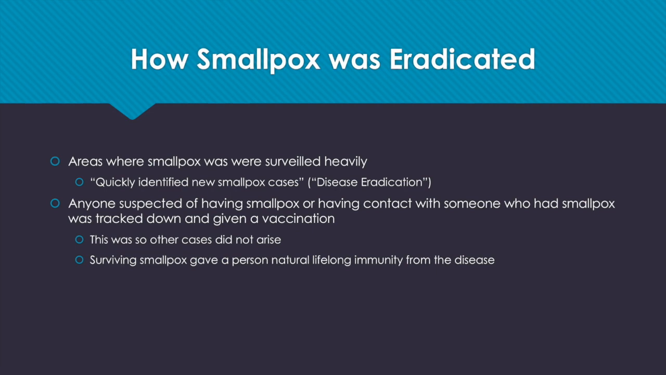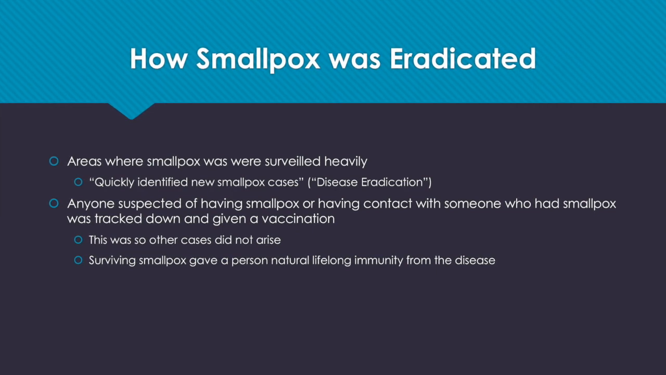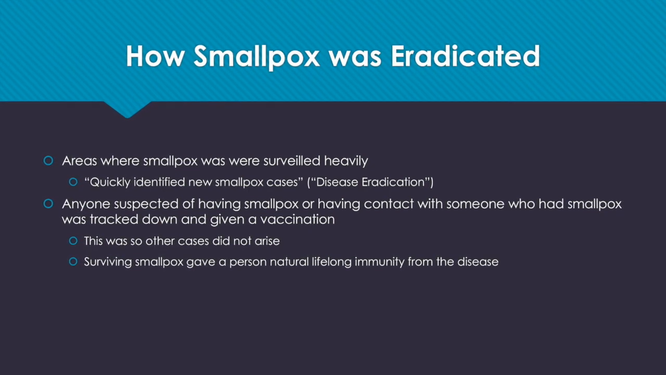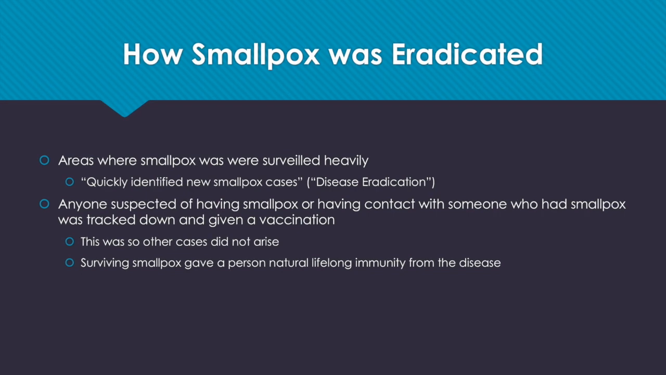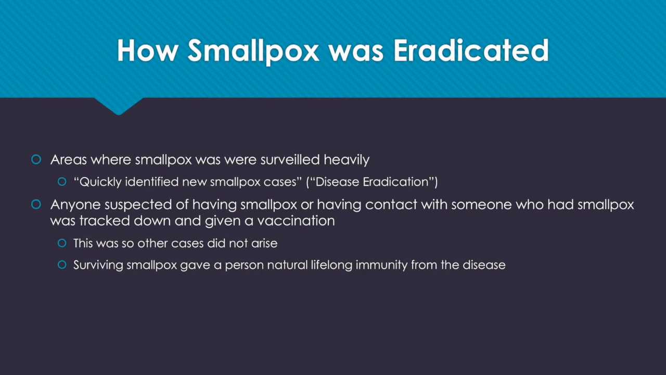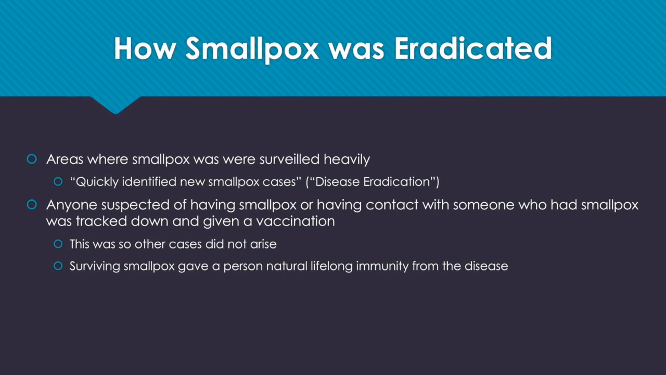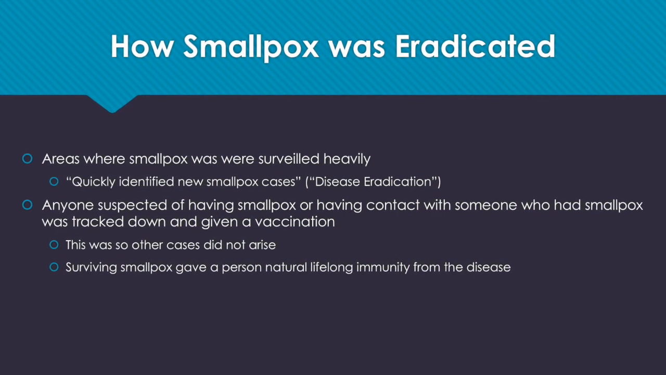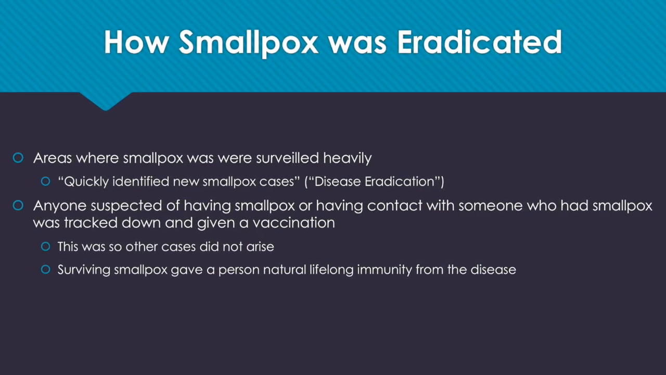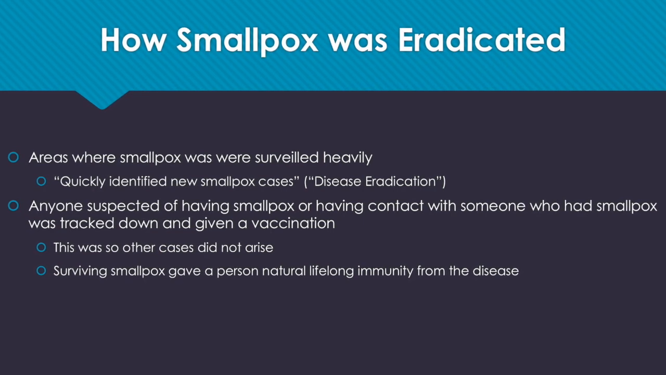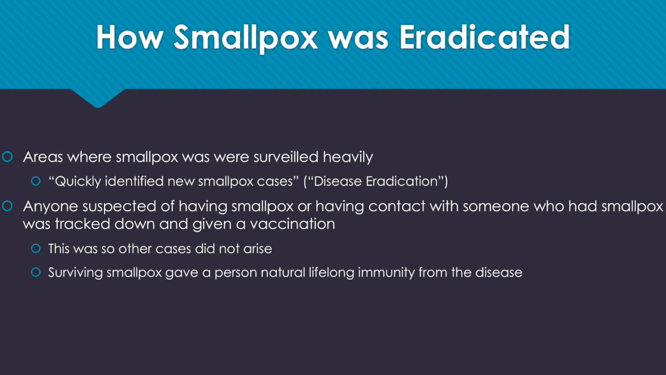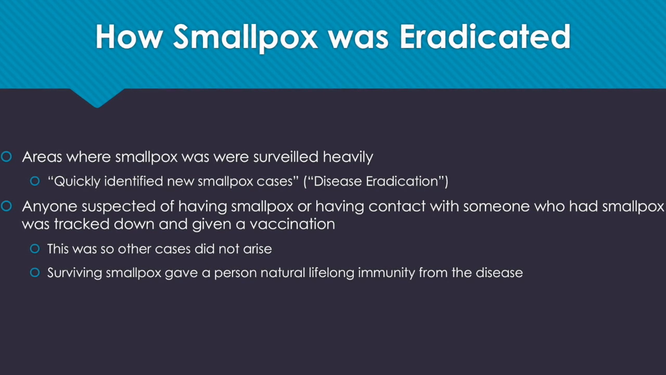This part of the video explains how smallpox was eradicated. Smallpox was eradicated by the CDC going into areas where smallpox was prevalent. These areas were surveilled heavily, and they quickly identified new smallpox cases so new ones did not arise. Anyone suspected of having smallpox or having contact with someone who had smallpox was tracked down and given a vaccination. This was so other cases did not arise and infect other people. Surviving smallpox gives a person natural, lifelong immunity from the disease.